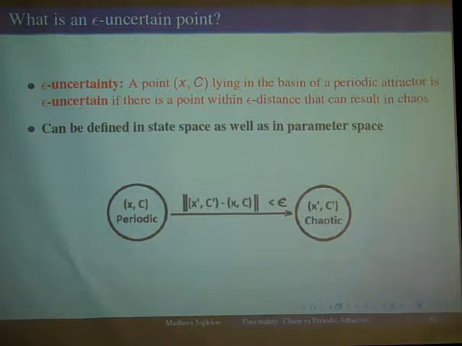Okay, so to study the robustness of attracting orbits, let me define what I call an epsilon uncertain point. A point x comma c, where x is the state variable and c is the parameter, is called an epsilon uncertain point if it lies in the basin of attraction of a periodic attractor, but is within epsilon of chaos. So in other words, if you bring about a small change in x comma c to x prime comma c prime, a change of magnitude less than epsilon, then the behavior changes from periodic behavior to chaotic behavior.